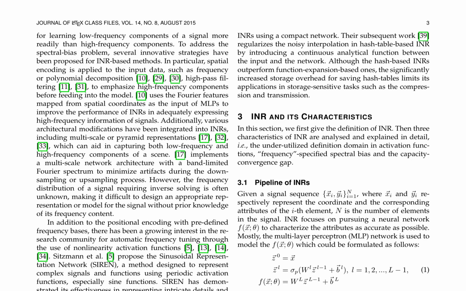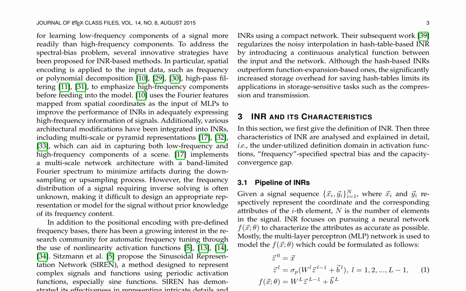However, they are prone to spectral bias, which affects their ability to capture high-frequency components. To address this issue, researchers have proposed various strategies, including spatial encoding, high-pass filtering, and architectural modifications. Additionally, nonlinear activation functions, such as sinusoidal, Gaussian, and wavelet functions, have been explored to improve INR's performance.